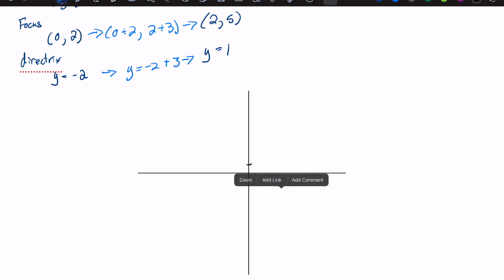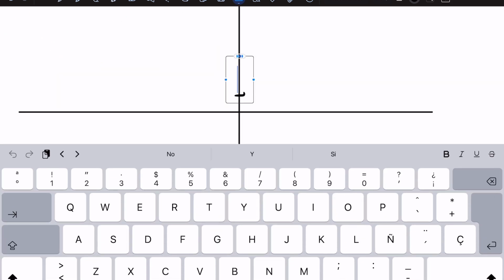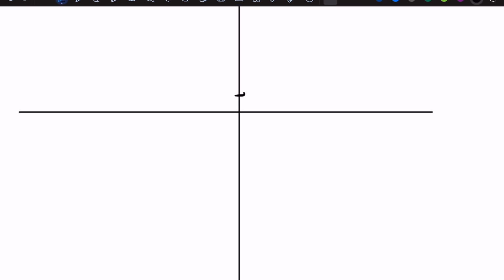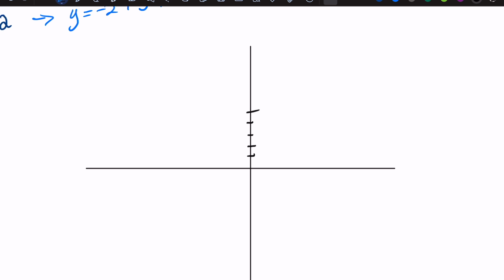Let's go ahead and do that right here. I'll mark 1, 2, 3, 4, and 5 along each axis. Something's gone off, but that's all right. That should be plenty to draw our graph.